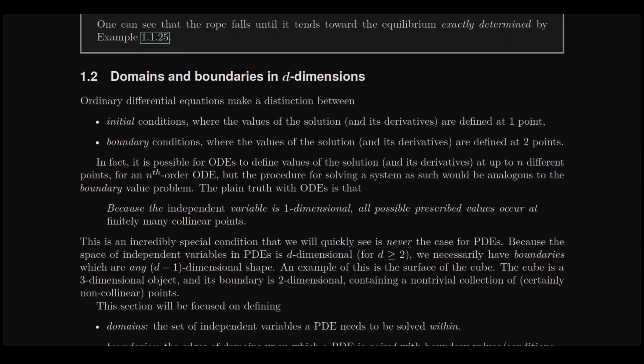Okay, welcome back everybody. We're moving on to section 1.2. This is called Domains and Boundaries in D dimensions. Basically what we want to think during this section is that if we have a function phi which solves a PDE, then phi has a domain.